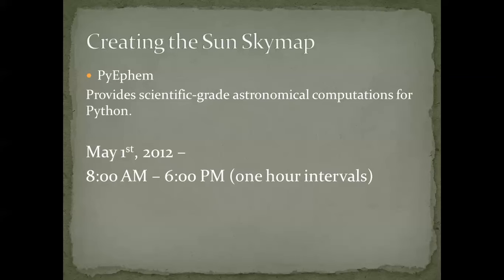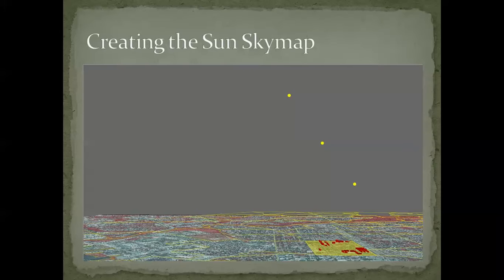So for our date and time, we used May 1st, 2012, and our time period ran from 8 a.m. to 6 p.m. at 1-hour intervals. And once we ran through PyEphem and it did its magic, this is what the output looked like. This is a view of the sky looking towards the west, with the Poppleton neighborhood in the lower right-hand portion of the image, and as the sun kind of tracks its way downward towards the horizon.